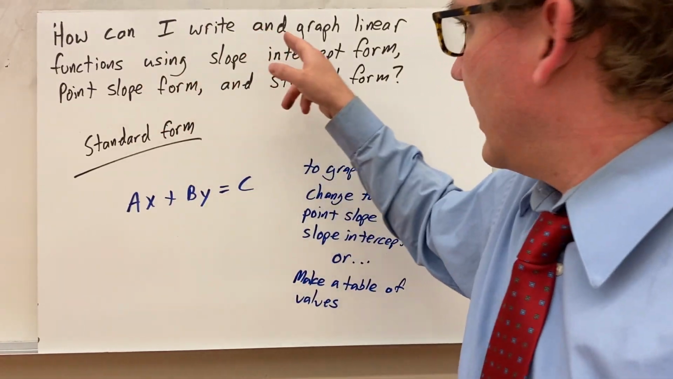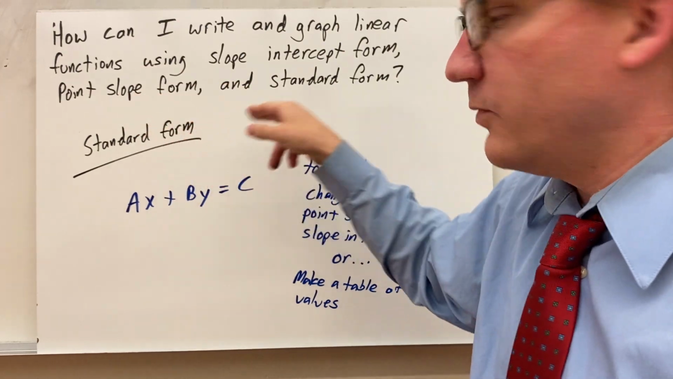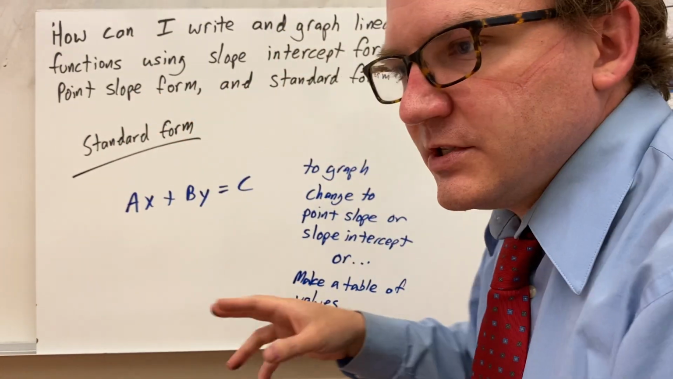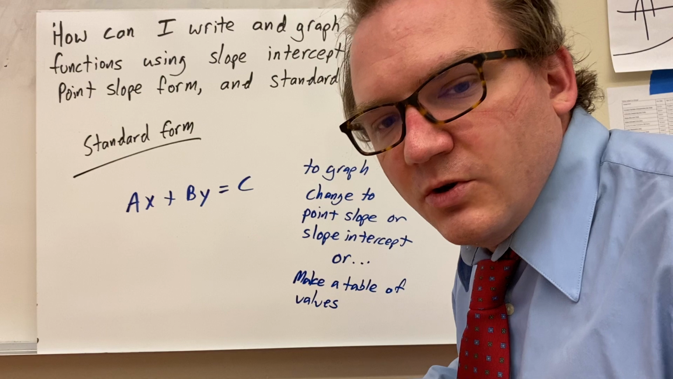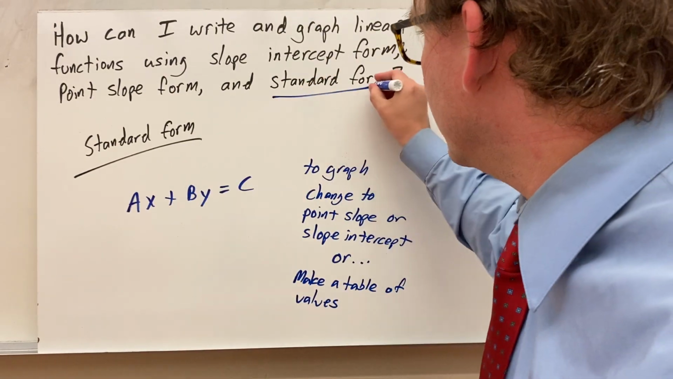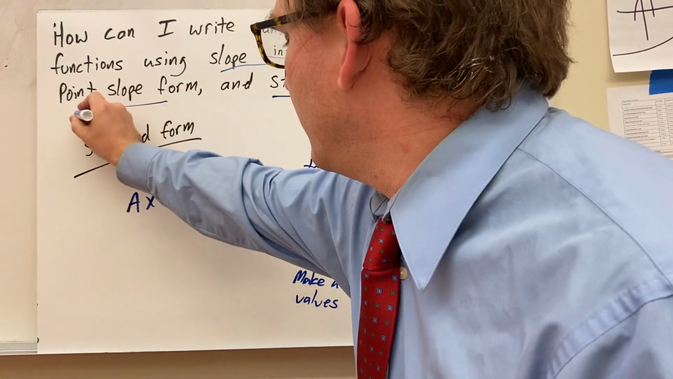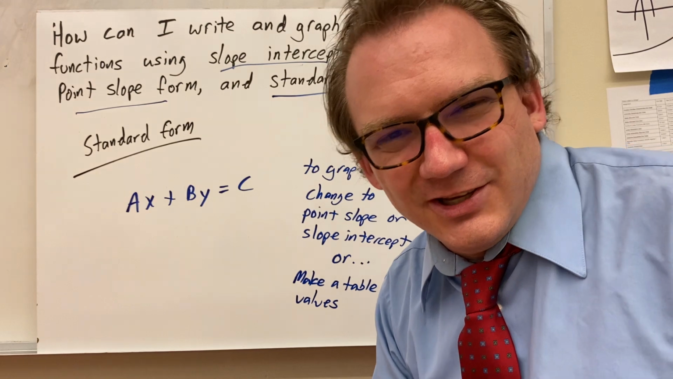How can I write and graph linear functions using slope-intercept form, point-slope form, and standard form? I'm going to start out with what's probably the hardest to work with form, and that's standard form. Then we'll go to slope-intercept, which is my personal favorite, and point-slope form, which is a bit less commonly used.